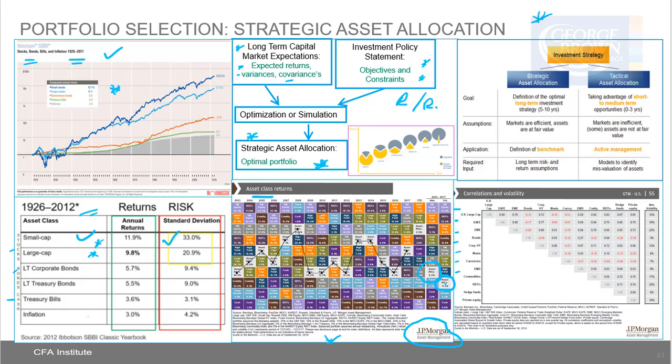So how do we diversify our assets? We've got to look at our correlations, and that was another bit of information we could get from the JP Morgan Guide to the Markets. It had the correlation matrix. We went across the U.S.